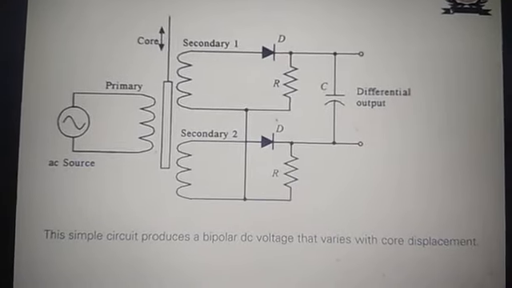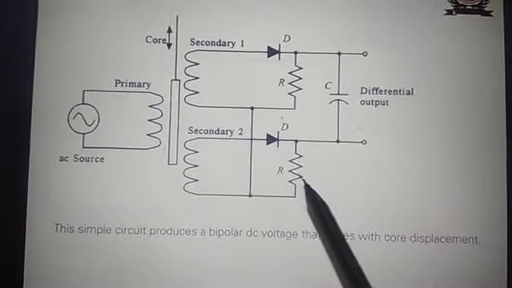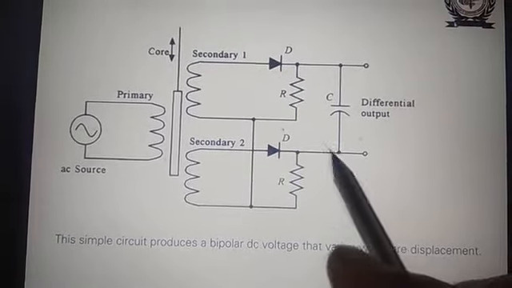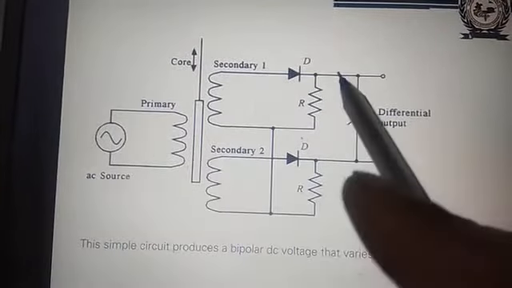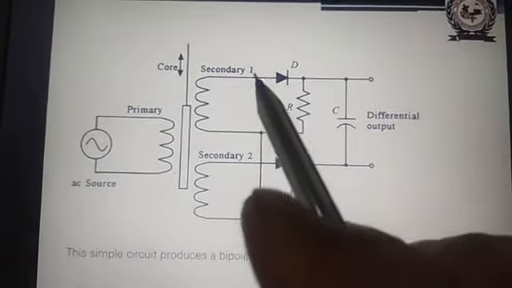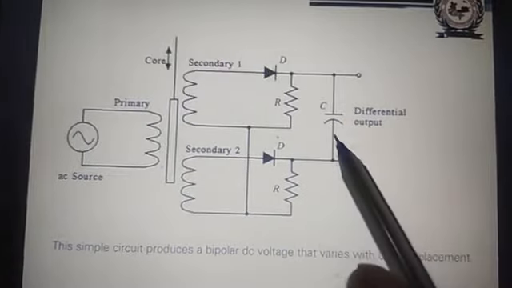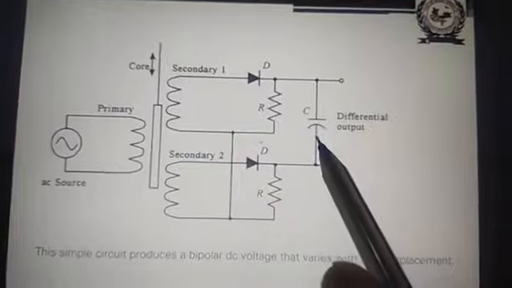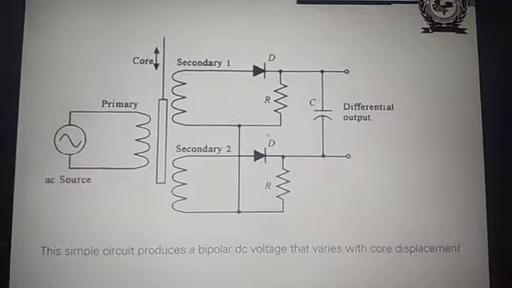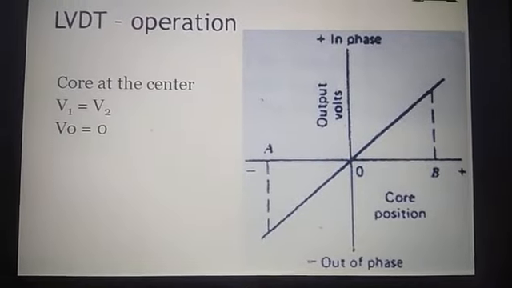So to get the DC output, we must use the rectifier here. That means we use the diode and resistance at these two secondaries, and the capacitor is the filter. So after the movement of this core, you will get the AC voltage at these two points, and after this diode you will get the DC voltage. This DC voltage will be rectified and filtered by this capacitor, and you will get the differential output here. So you can obtain the DC output from the LVDT. This is the operation of the LVDT.